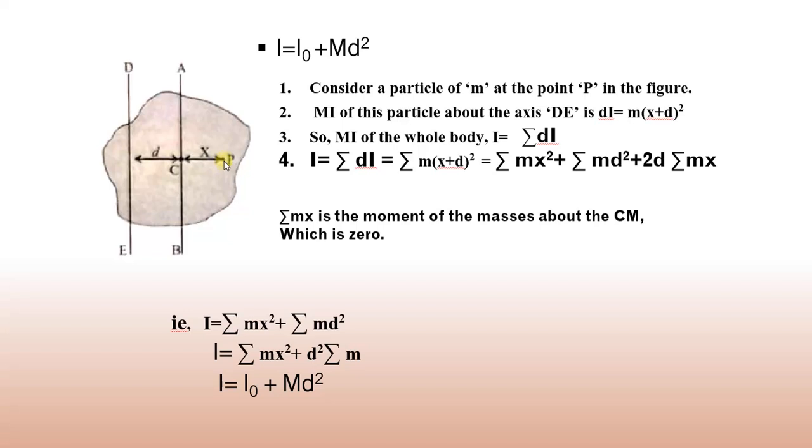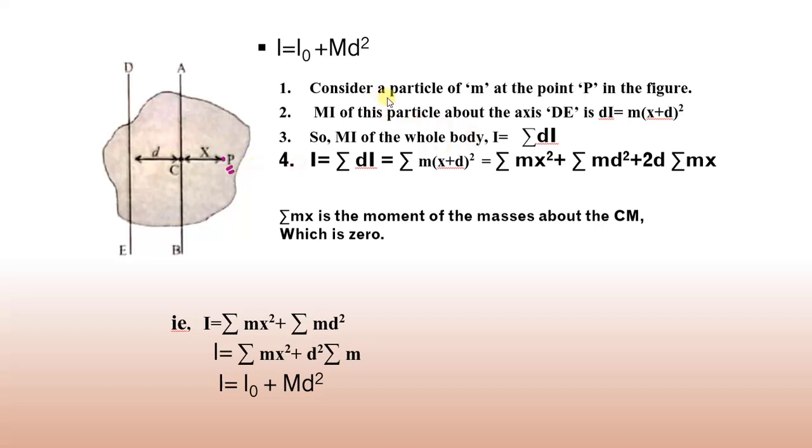Now consider a particle of mass m at the point P. The point P we have considered is at a distance x from the center of mass, and its distance from the axis DE is x plus d. The perpendicular distance is x plus d.